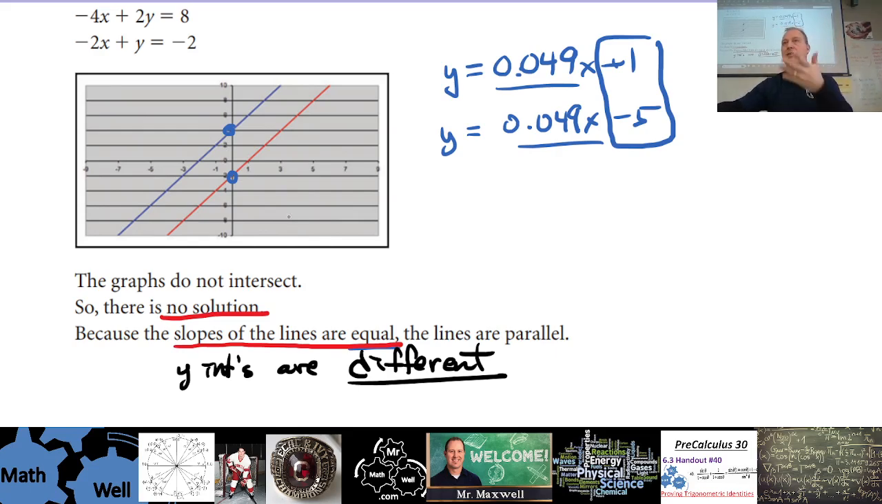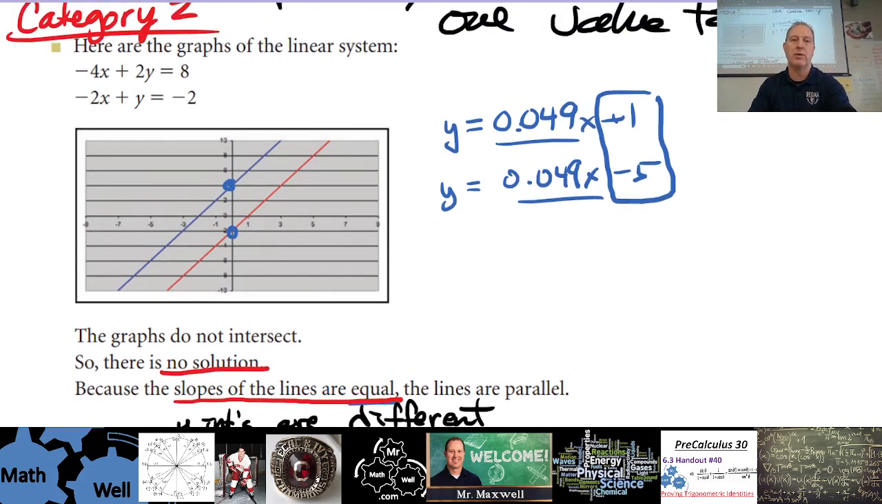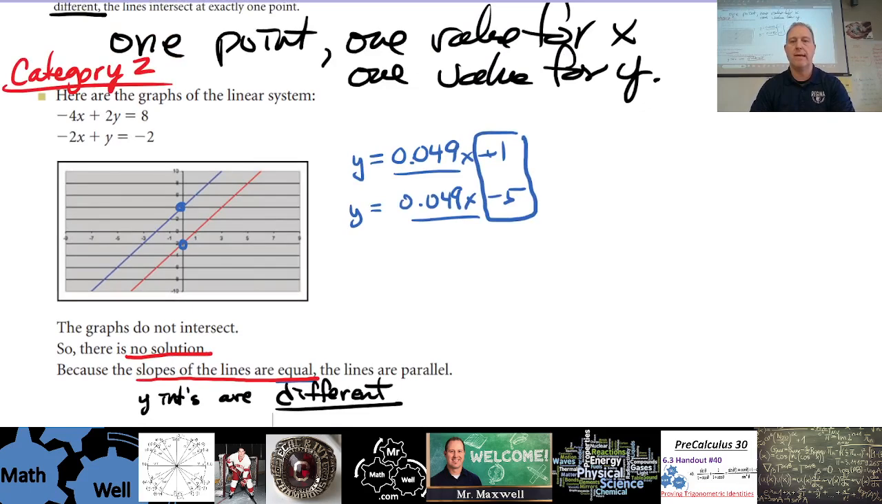And we're going to get practice identifying the systems. Right now, I just want to explain what the categories are. Okay? Capiche? Yes? Okay?